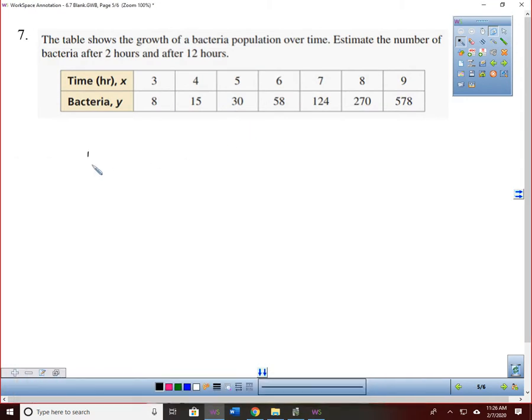So I have y equals 0.86 times 2.05 to the x. Now remember, x represents your time. So it wants to estimate the number of bacteria, so that would be your y, after 2 hours and 12 hours. So the first thing I'm going to check is the 2 hours. So I'm just going to plug in 2 for the x.